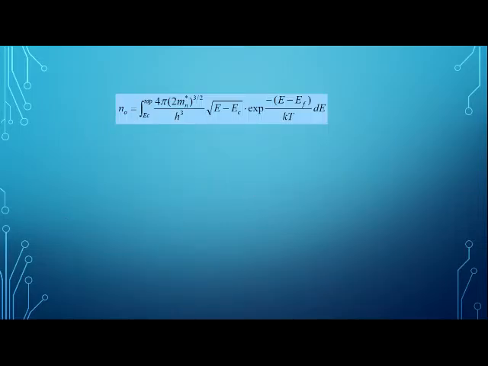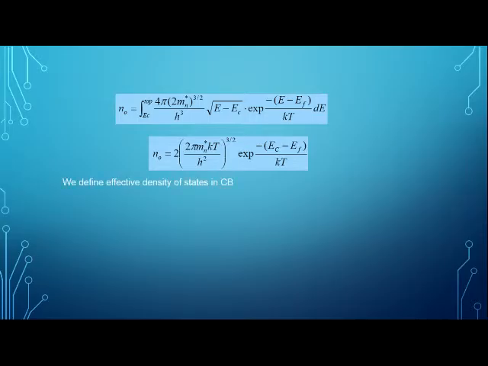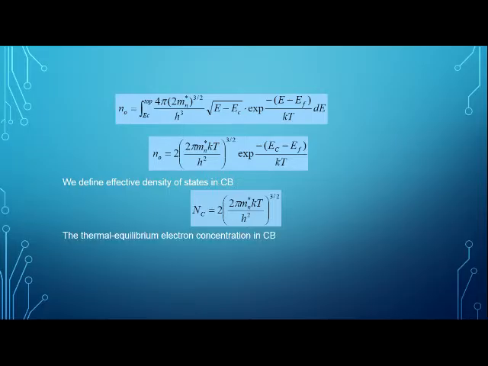Putting the values in n0, we define the effective density of states in the conduction band, which is equal to Nc = 2(2πm*n kT/h²)^(3/2), where m*n is the effective mass of electrons. The thermal equilibrium electron concentration in the conduction band is n0 = Nc exp(−(Ec − EF)/kT).